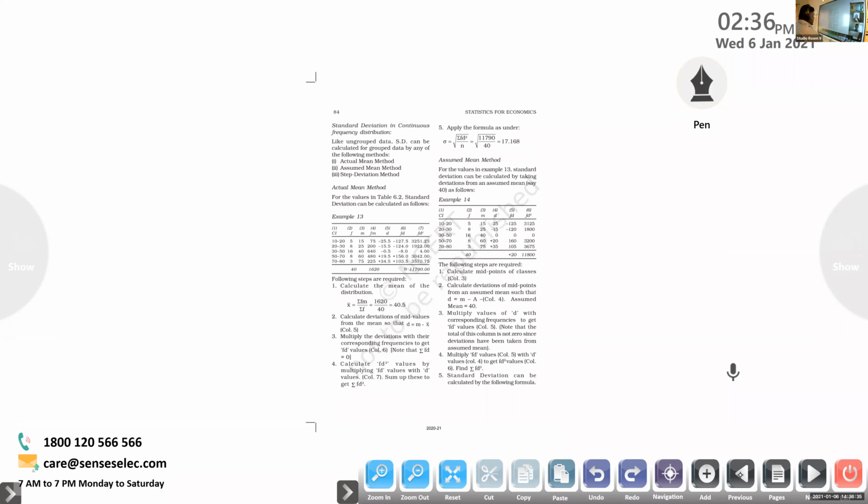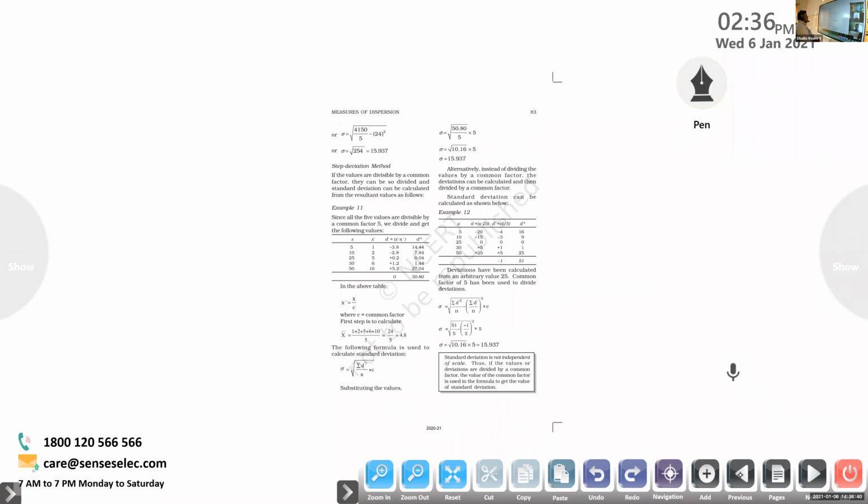Okay. So in the last class we discussed how standard deviation can be calculated for grouped data. Two methods we observed in the last class to find out the standard deviation, related with the step deviation method.